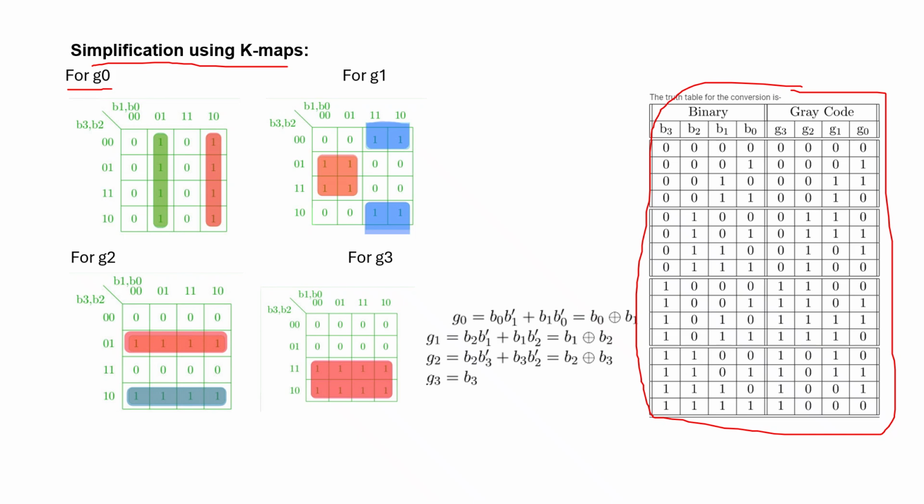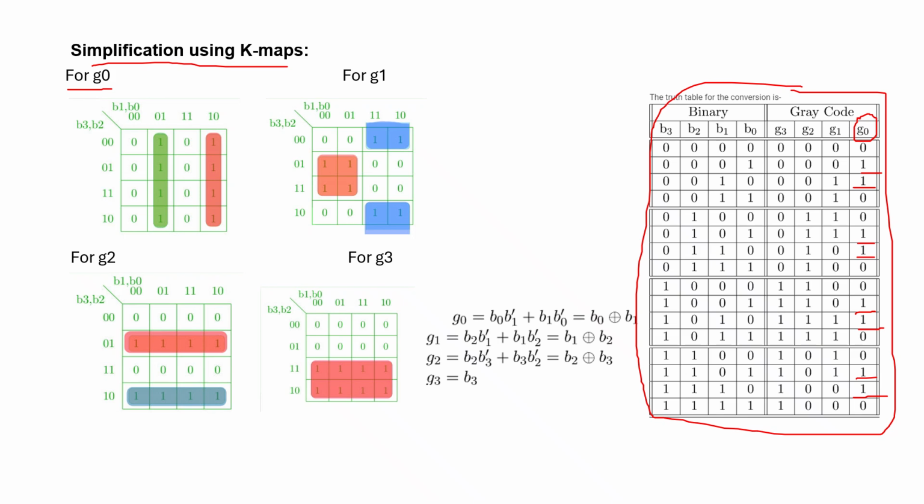For G0, first we map the G0 variable. So for 1 it's 1, for 2 it's 1, then for 5, 6, then 9, 10, then 13 and 14. Only these 8 cells are 1. Just map those values alone. In the K-map you can see the green color and the orange color represented. These two are the maximum variables, so just mark those. After that we can group them. We can make 2 quad groupings.